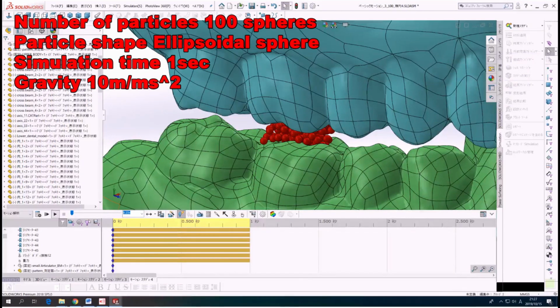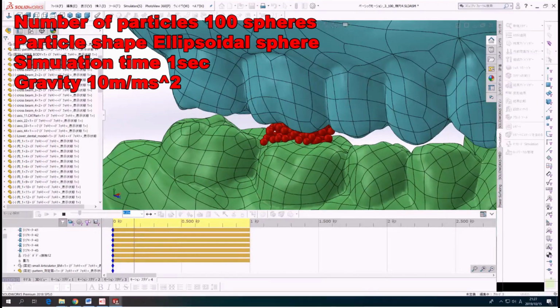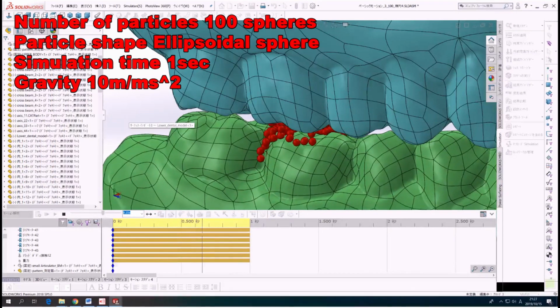Conditions of the setup. The number of particles is 100 spheres, the particle shape is an ellipsoid, the simulation time is 1 second, and the gravity is 10 meters per millisecond squared in this case.